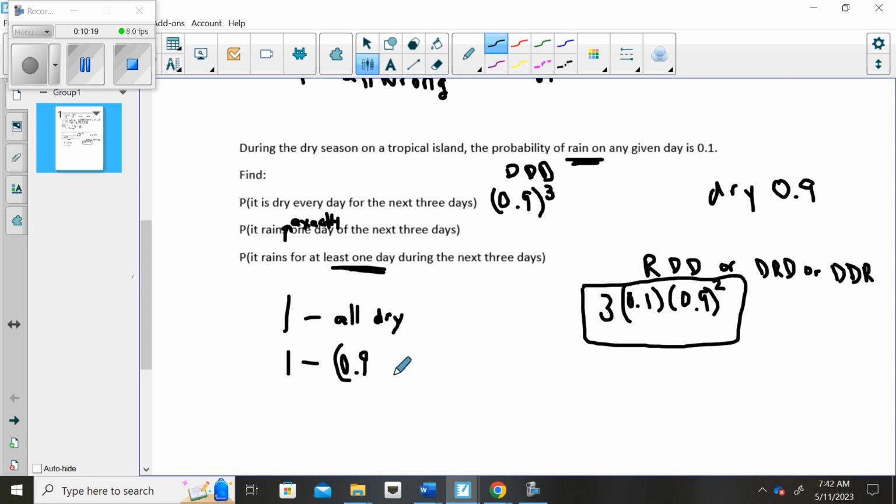Okay, so again, to reiterate, whenever you see the word at least one, think one minus the opposite. Okay, the opposite of at least one is all of something.